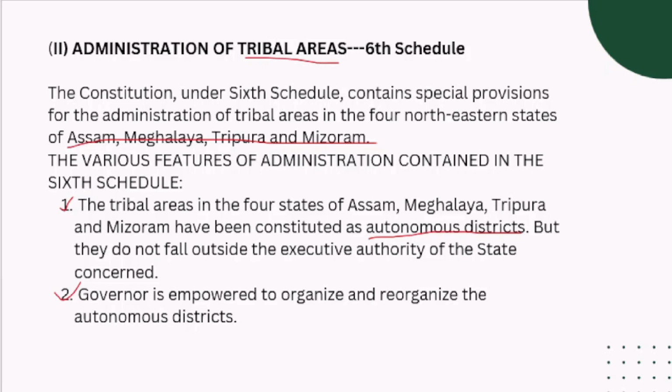It means that the governor has the power to organize or maybe reorganize the administrative boundaries of these autonomous districts. Now let's see about the autonomous district more. That autonomous district is subdivided into autonomous regions. Within an autonomous district, the government can create certain regions which need to be catered for the specific tribal communities. How it is being done, we will see later. Let's move to the next slide.